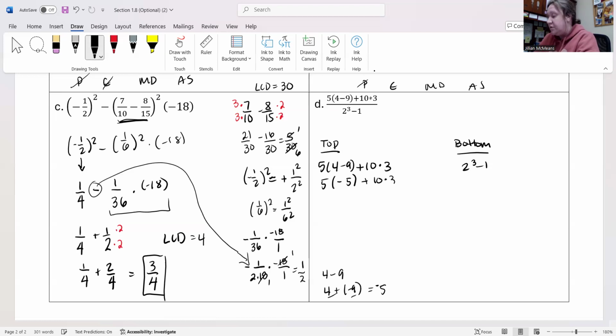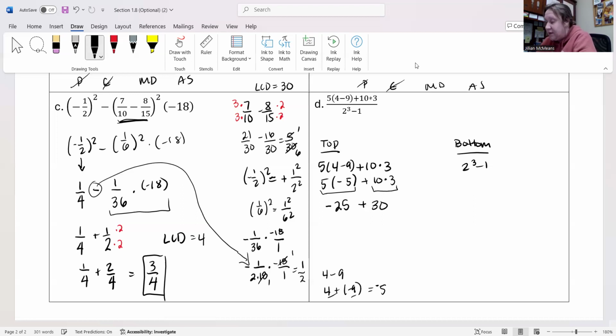10 times 3. I don't have any exponents, so I can ignore that step. I do have multiplication. I have multiplication here and here. So we have two different products that we need to find. First, we have 5 times negative 5. So when you're multiplying, it comes down to same sign versus different signs. If you have the same sign, your product is positive. If you have different signs like we have here, your product is negative. So we want negative 5 times 5, which is negative 25, plus 10 times 3, both positive, gives me 30.